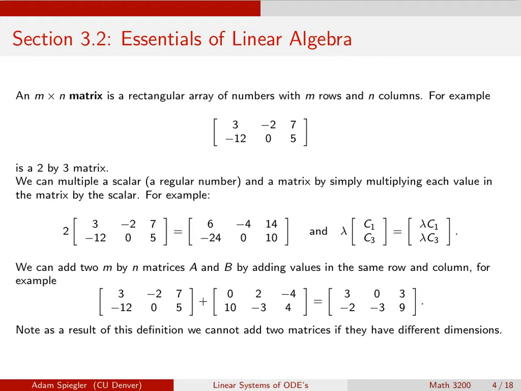We can add two matrices as long as they have the same size. So notice these two matrices A and B, they both have 2 rows and 3 columns. So when we add matrices of the same size, we just add them component-wise. So I would add this and this to get 3. I would add this and this to get 0. I would add the 7 and the minus 4 to get 3, and so on. If two matrices have different dimensions, then we cannot add them. That would be an undefined operation. So that's how we can talk about scalar multiplication and addition of two matrices.